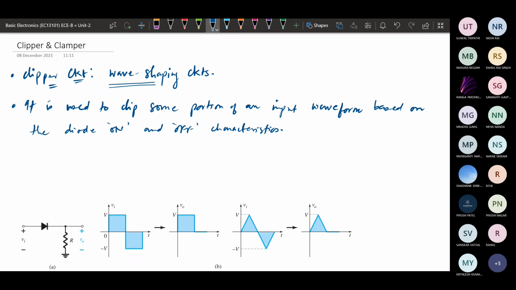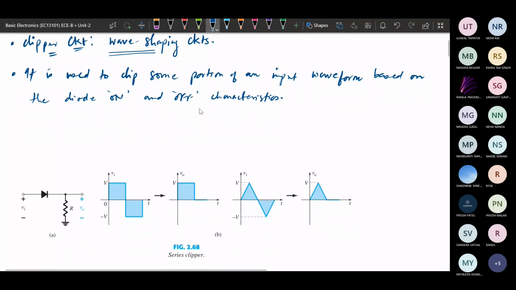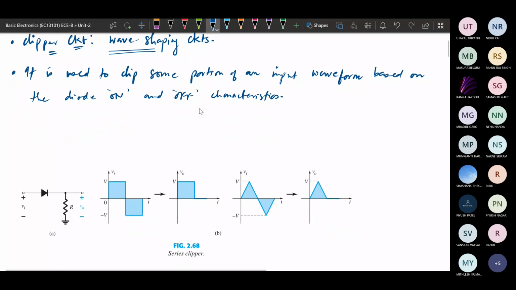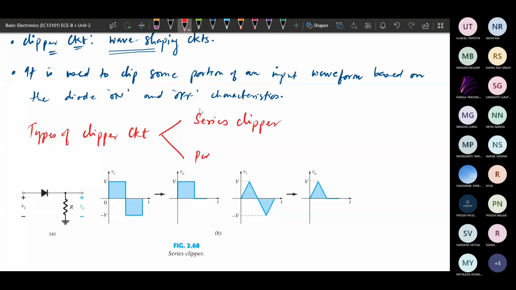This clipper circuit is divided into two different types. The types of clipper circuit are the series clipper circuit and the parallel clipper circuit.